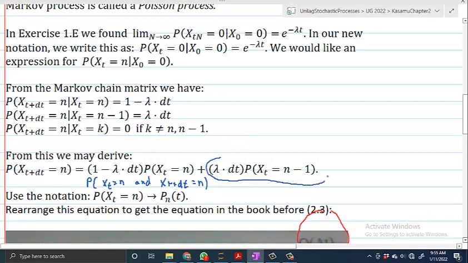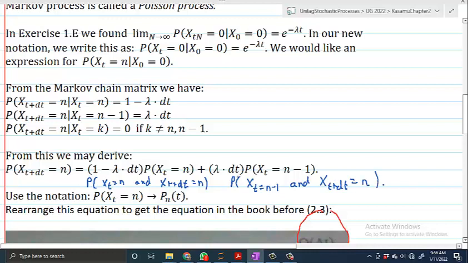So what about this probability here? Well, this probability is the probability that the chain or the process was in state n minus 1 at time t, times the probability that the process moved from n minus 1 to n during the time interval dt. So this is the probability that X of t is equal to n minus 1 and X of t plus dt is equal to n.